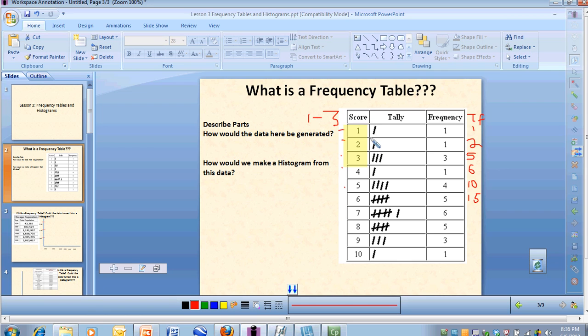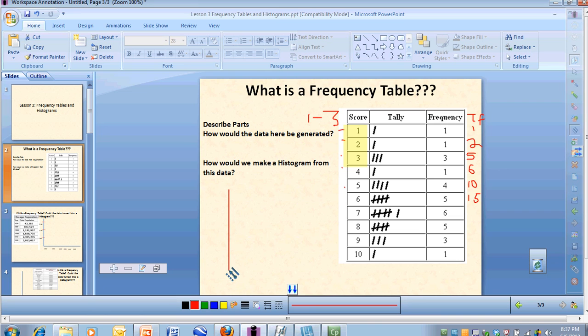Now, this frequency table obviously doesn't have that, but some of them do. How would the data here be generated? Well, you're doing something and you're counting it. Perhaps you have numbers in a bag or something and you're drawing them out to see how many times you draw the numbers 1 through 10.